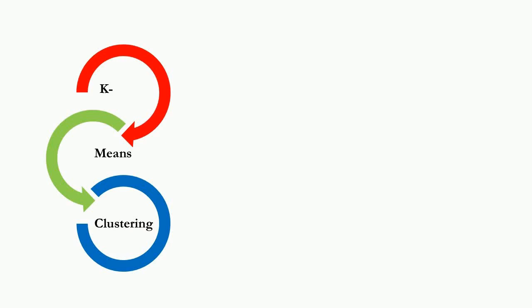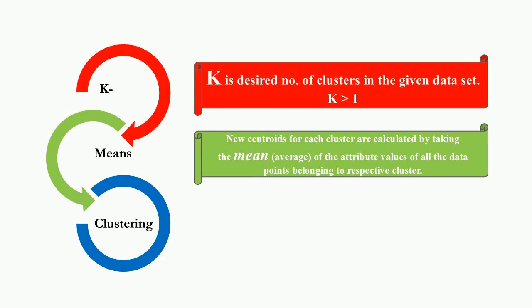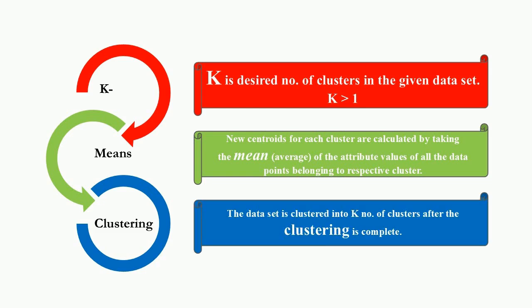Let us understand K-means clustering word by word. Very firstly, K is the number of clusters and is required as an input. K should be greater than 1 always. That makes sense. Means, that is, the averaging method is used to generate new cluster centers. The data set is grouped into K number of clusters after the clustering is complete.